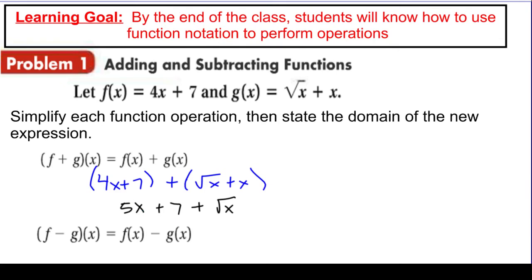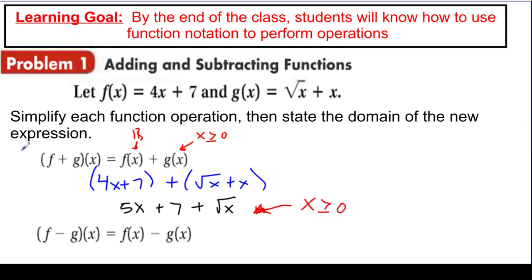I've added together the two expressions, and now I need to talk about the domain of the new expression. My original f, the domain was all real numbers. I can plug in whatever I want for x, and I'm not going to get an error message. When I look at my g of x function, I can only plug in x values that are greater than or equal to 0. I'm not allowed to plug in negative numbers under a radical and get a real number back, so I'm going to restrict my domain. That means my new function inherits the domain of g.